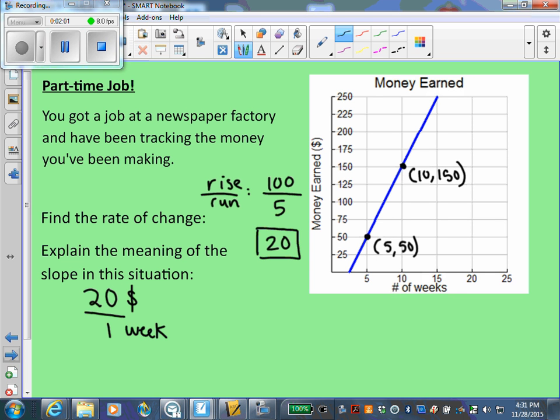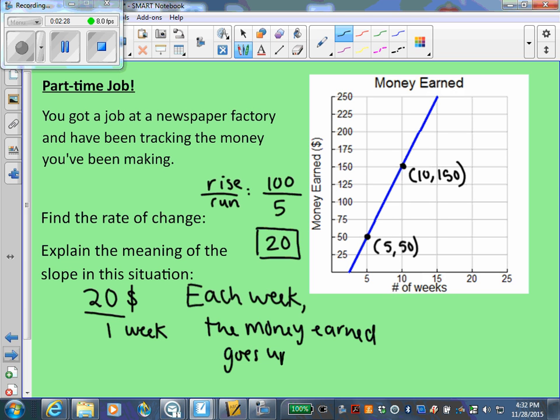And we just have to turn this into a sentence. And I usually start with the bottom, the run, or the x variable, and say each 1 week, or each week, this is talking about money earned, so the money earned goes up by $20. You could say it slightly differently, but I think this is probably the easiest way to say it. So let's look at another example.